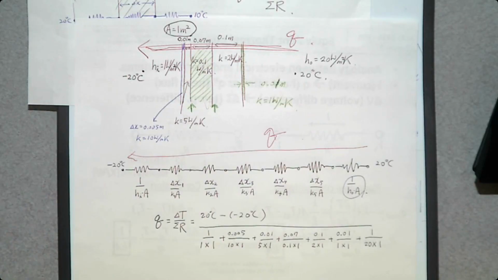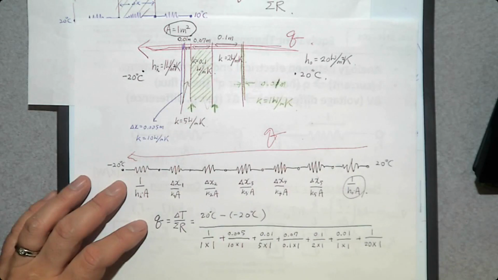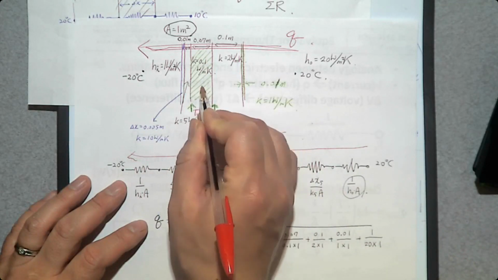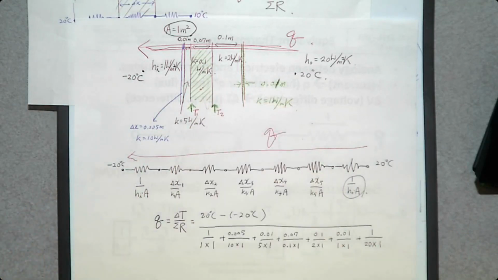Which temperature is greater than the other? The one on the right, the one on the left? Or are they the same? Let's say this one is T1, this one is T2. This is the insulation. The green is the insulation. How many of you think that T1 is greater than T2? T2 is greater than T1? Or are they the same?